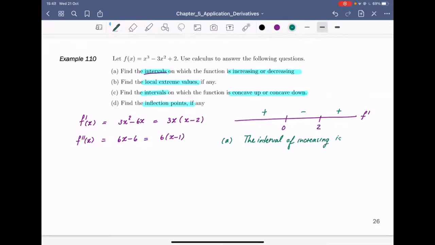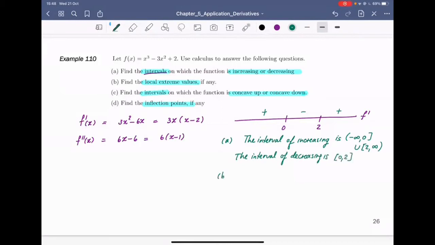This is going to be negative infinity to 0, union 2 to infinity. Well, that's the interval of increasing. And the interval of decreasing, this is going to be just 0 to 2.